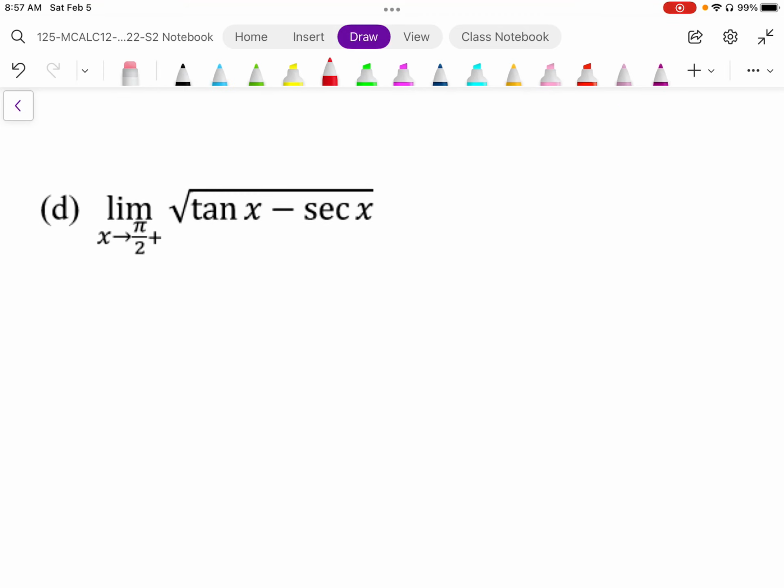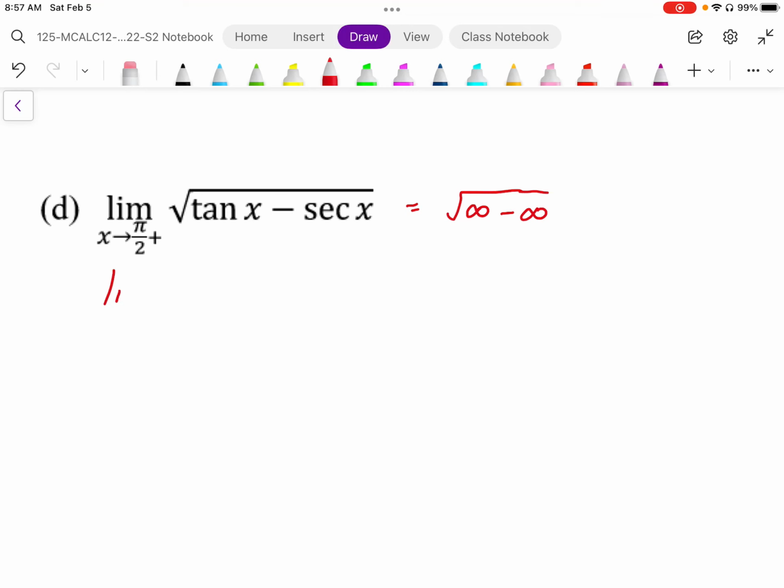In this next example here, if I plug in, I'm going to end up with tan of pi over 2, which is infinity. So I end up with infinity, and then secant of pi over 2 is infinity as well, so we end up with infinity over infinity. So this is a bit of a problem because we need a ratio to be able to apply L'Hopital's, but this is an indeterminate form.